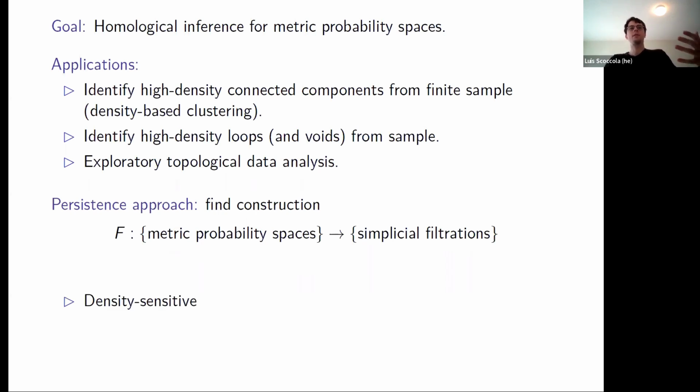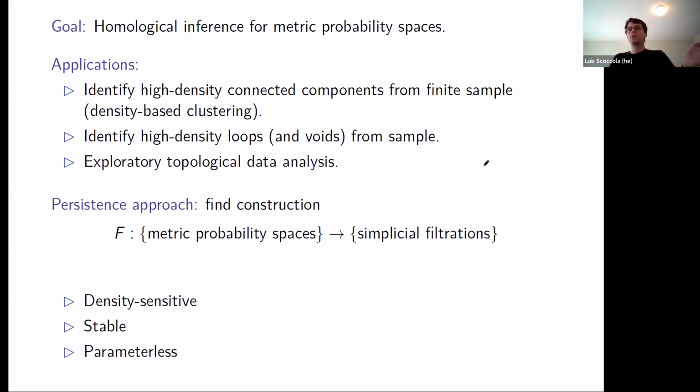And we want this construction to, at the very least, be density sensitive. So we have a construction like this. It's called Vietoris-Rips, and it just takes the metric structure into account. And we don't want that. We want to take the metric structure and the density structure. So we want it to be density sensitive. We would also like it to be stable, and we're going to make that precise in a second. And we also would like it to be parameterless.